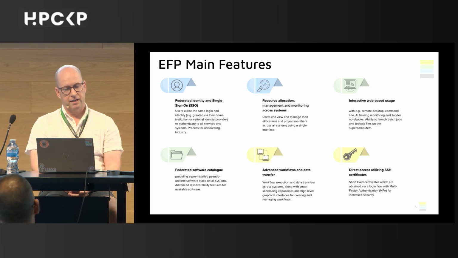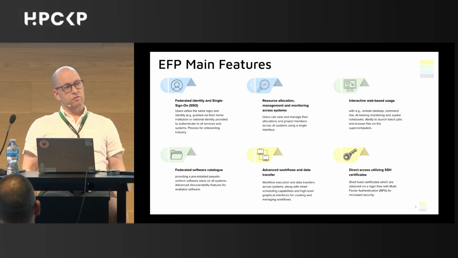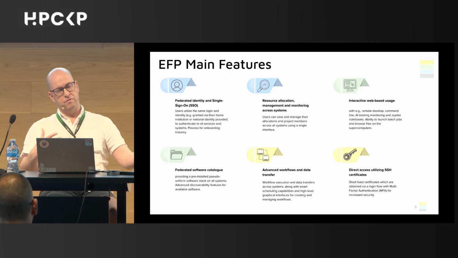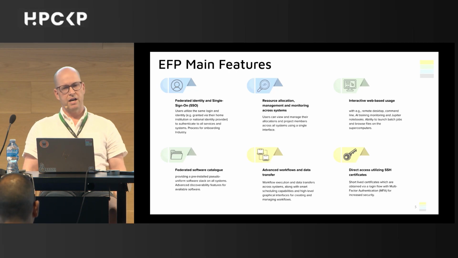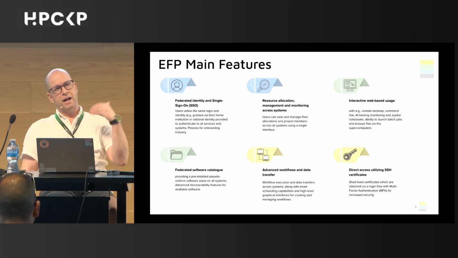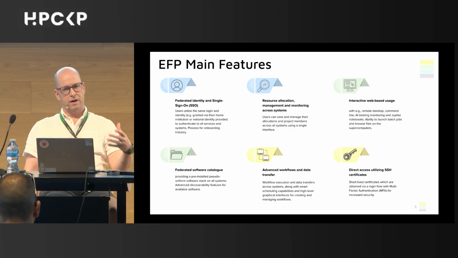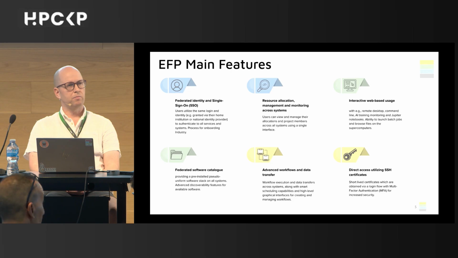The other one is resource allocation, right? So EuroHPC has a call for proposals. You respond to that call, and if the reviewers like your proposal, hopefully you get an allocation. And then the question is, what happens at the next step, right? So what happens with the resource allocation? One of the things that EFP does, it will do the allocation and will help you manage and monitor that allocation across the systems.